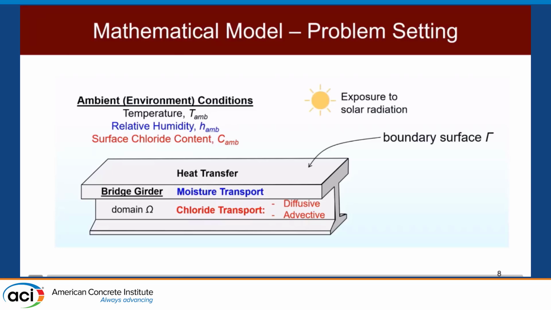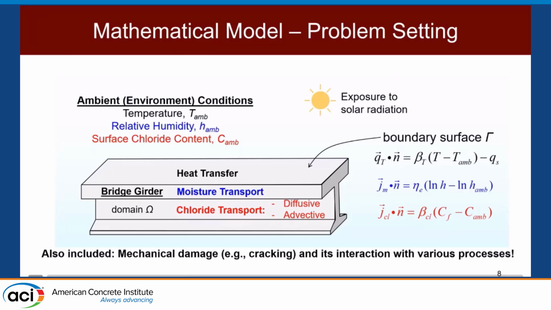And of course, the interaction with the environment is conducted through the bounding surface of this particular domain by virtue of appropriate mathematical conditions. Another aspect which of course is included in our mathematical model is the mechanical damage itself, specifically cracking in the concrete, and its interaction with the other non-mechanical processes, heat transfer, moisture transport, and chloride transport that I mentioned here.